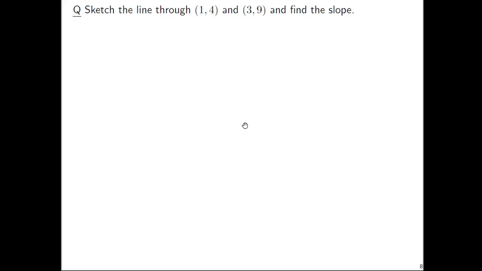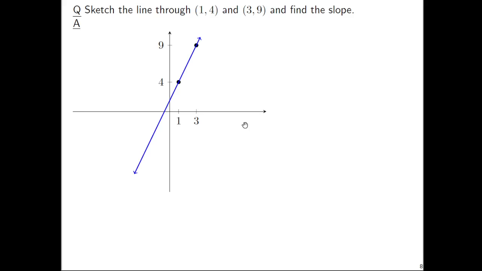Okay, I'd like to sketch the line through the point (1, 4) and (3, 9) and find the slope. So there's the point (1, 4), there's the point (3, 9). There's a line that goes through both of those two points. And this is a good computer drawn picture. If on paper you draw a kind of rougher picture, that's going to be fine.